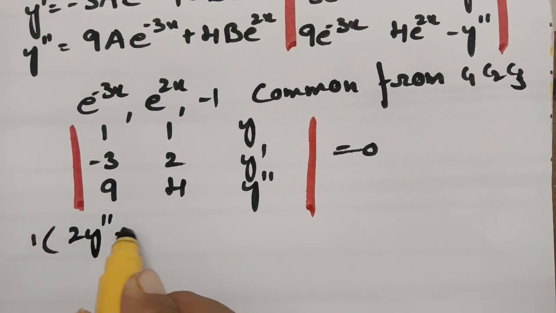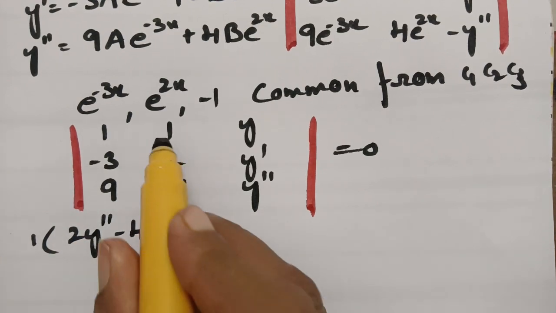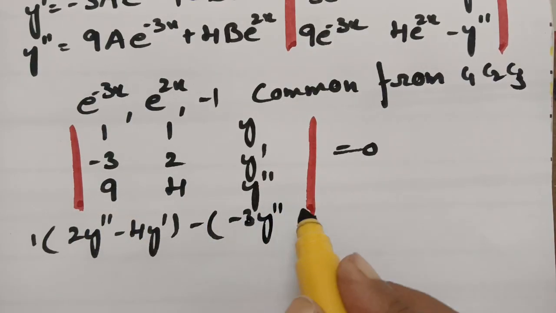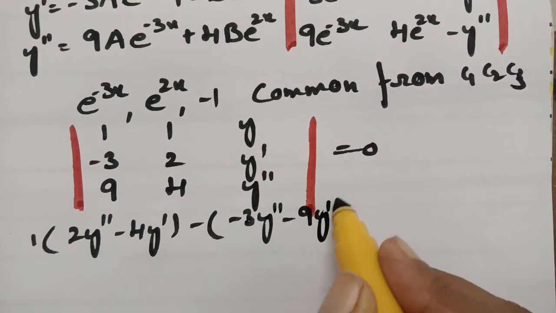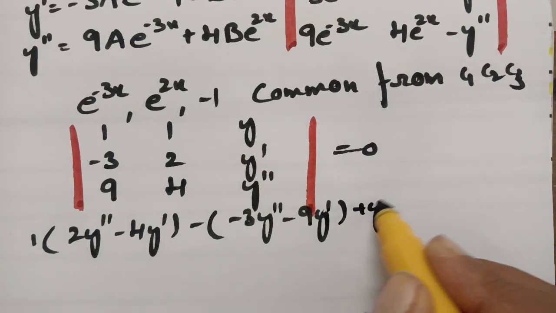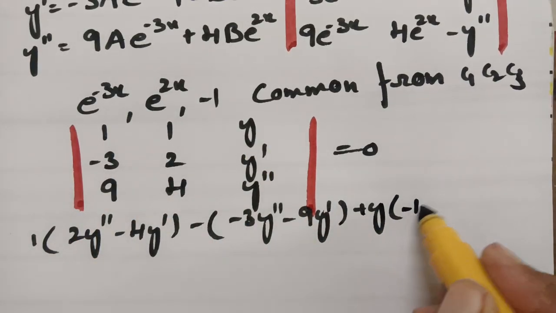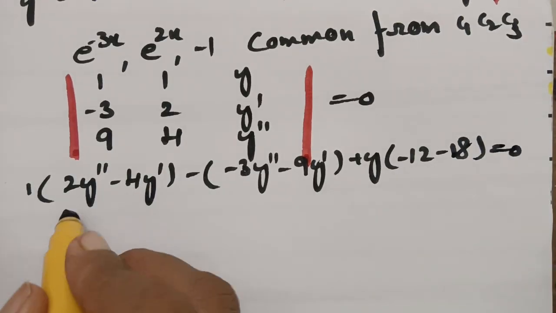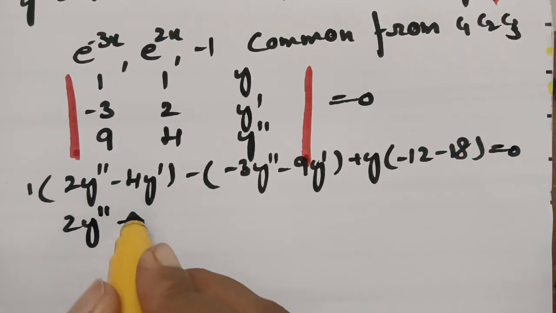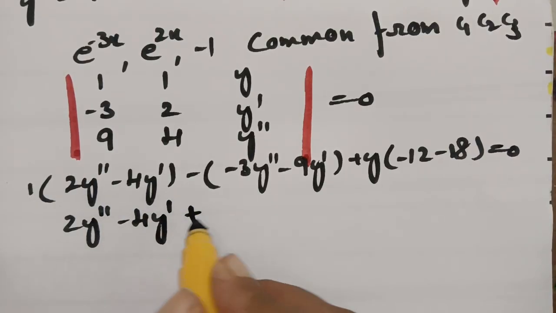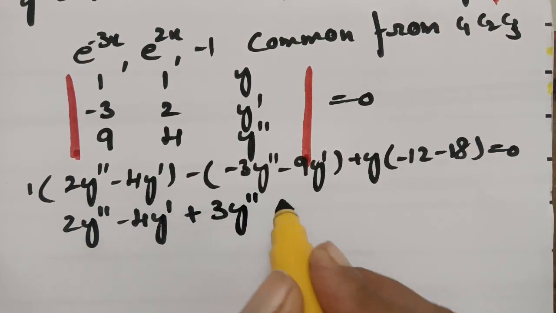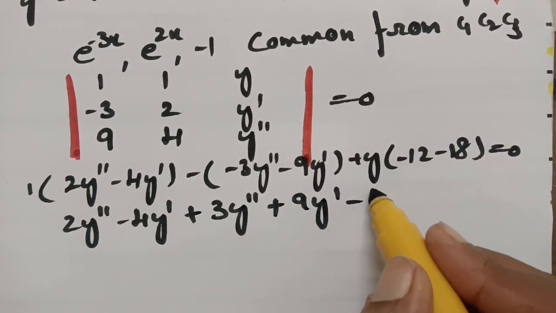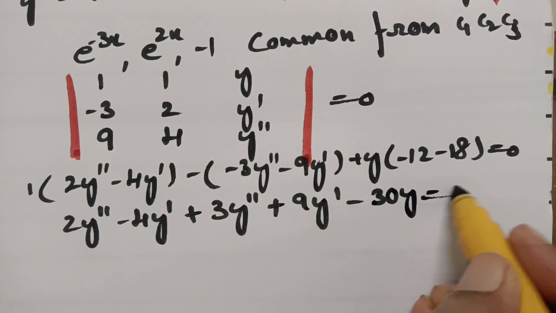this is 2 into y double dash minus 4 y dash, and this is minus times of, this is minus 3 y double dash, and this is minus 9 y dash, and this is plus y times of, this is minus 12 and this is minus 18, value is equal to 0. And see, this is 2y double dash minus 4y dash, and this is plus 3y double dash plus 9y dash, and this is 30 minus 30y is equal to 0.